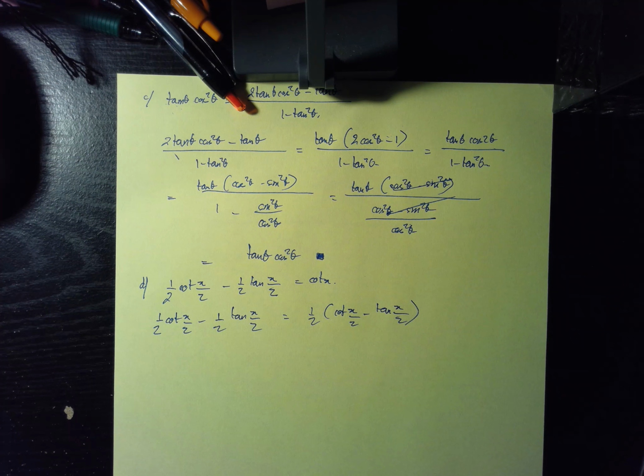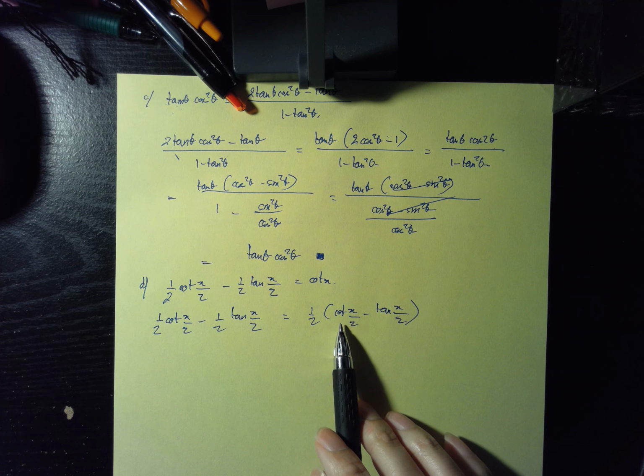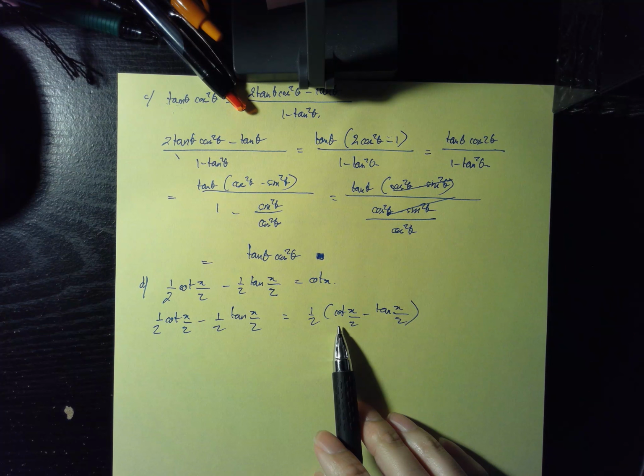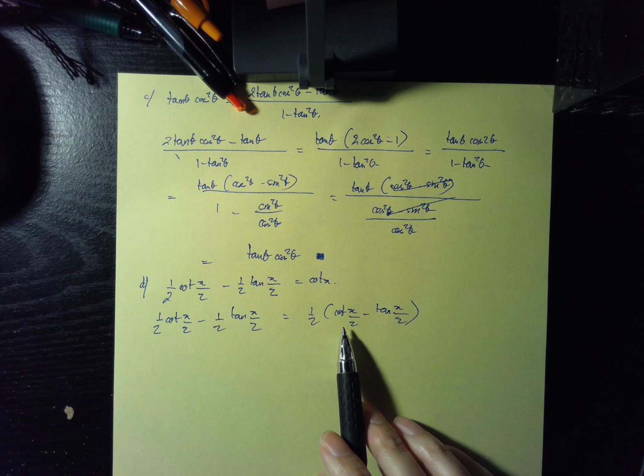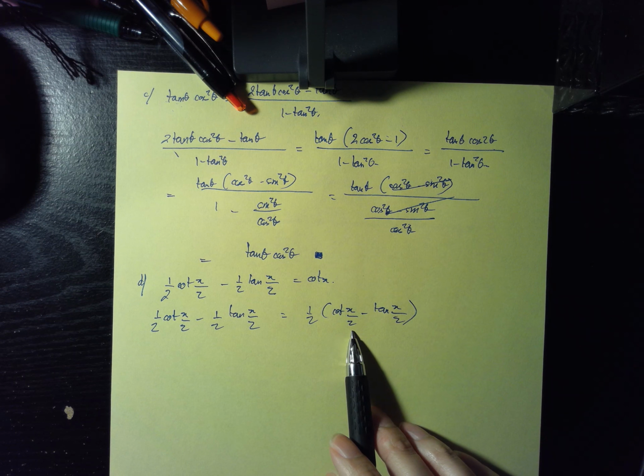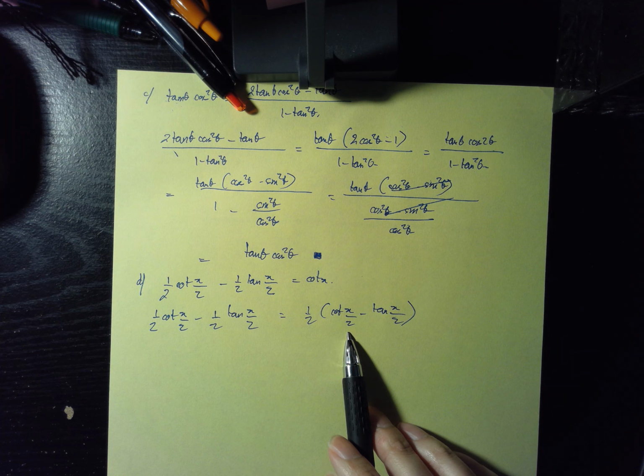Then what way to do? You can change this to cotangent, 1 over tangent. But we see if it is helpful or not. Then you change to 1 over tangent, then you find the LCD. It probably doesn't work that way. How about we change it into cosine and sine?